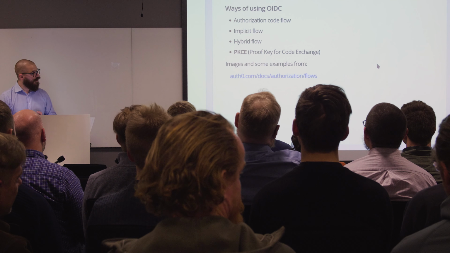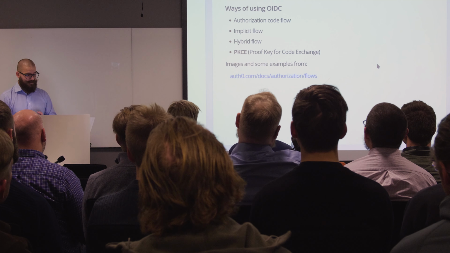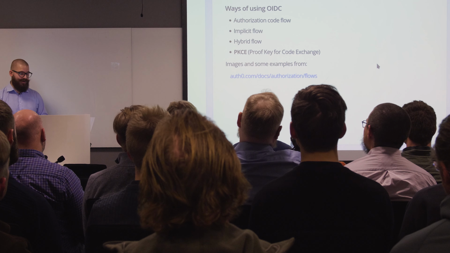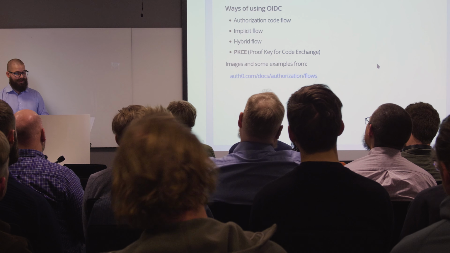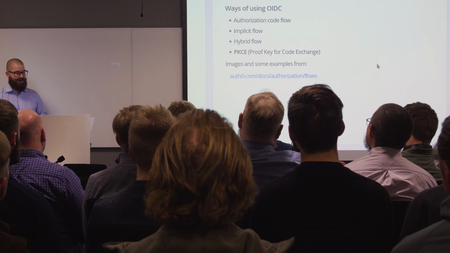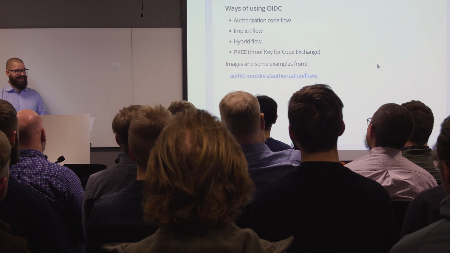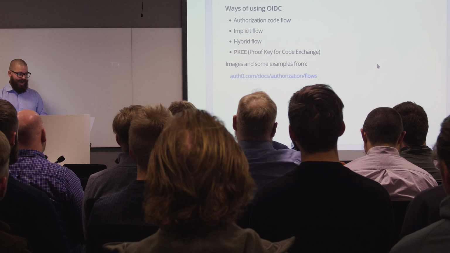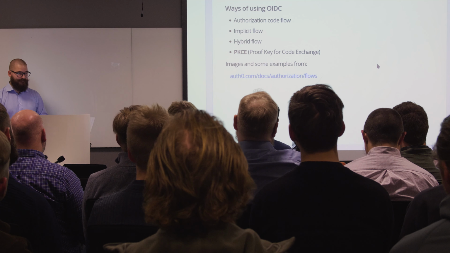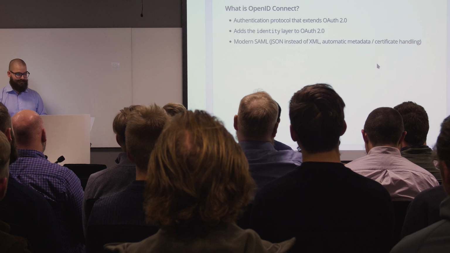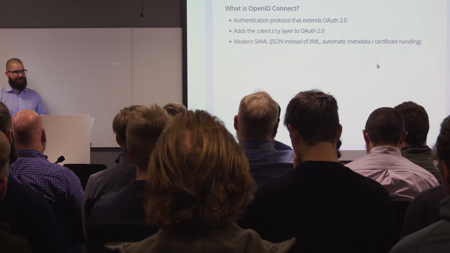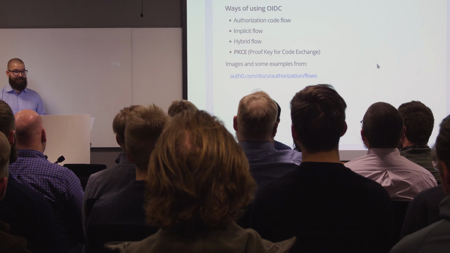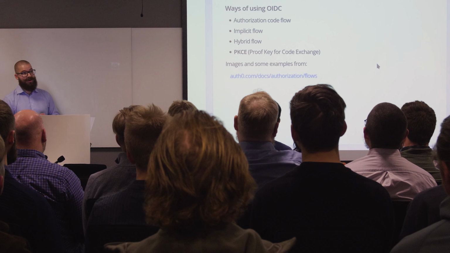So there are a few ways to use OpenID Connect in your services. The main ways are usually authorization code flow, implicit or hybrid, and the last one is PKCE, proof key for code exchange. And the big thing, if we go back one step, in OAuth 2.1 is that there will only be one way to do this, and that's actually PKCE. So in the future, you will only be able to do this one way.